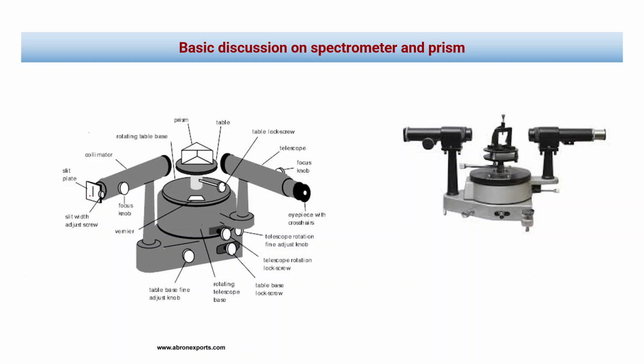We have a slit plate through which we take any kind of light source. It could be white light, it could be neon, sodium light, which comes through this, then reflects from the prism and comes through this eyepiece, which is my telescope. And there are different adjustments that we need to do. This we can understand when we watch the other lectures next week.